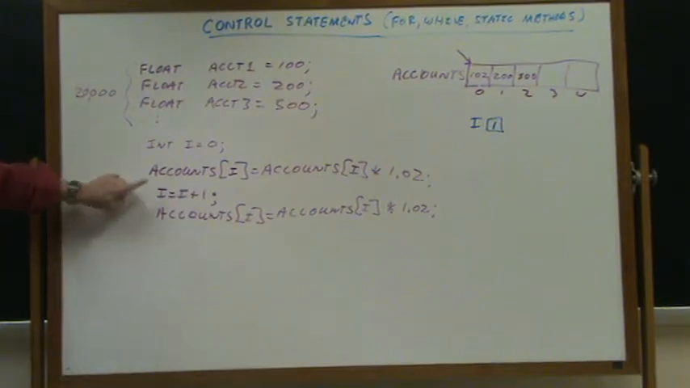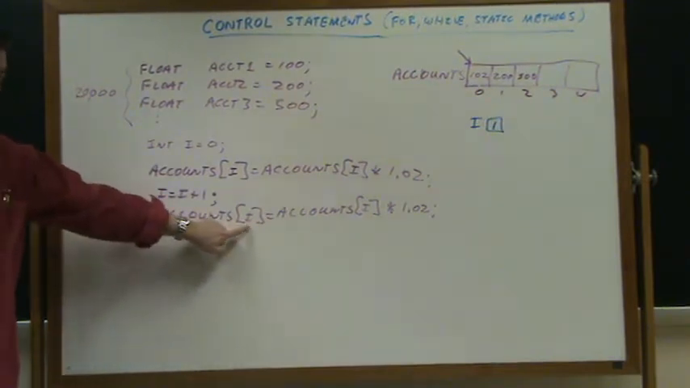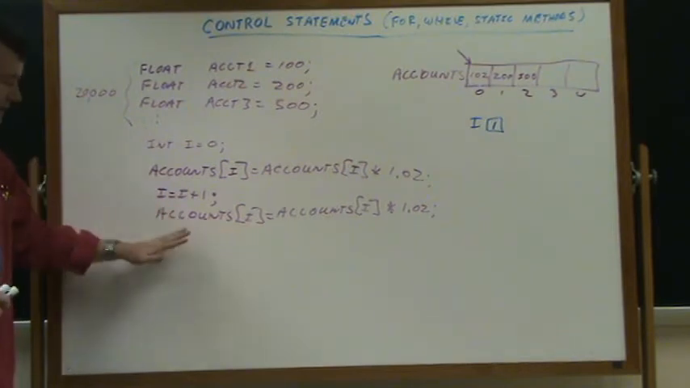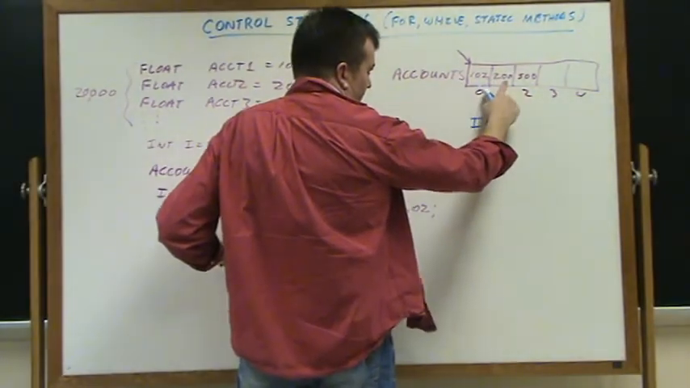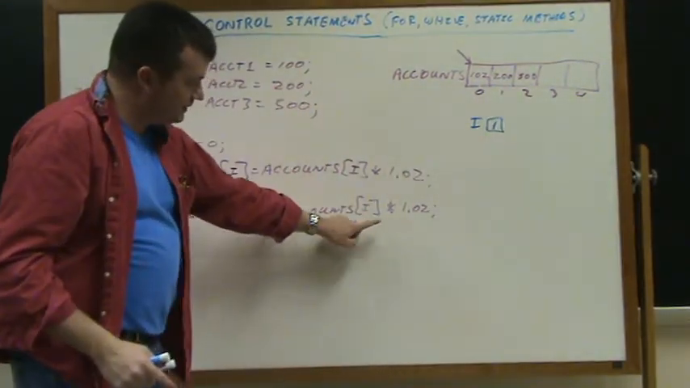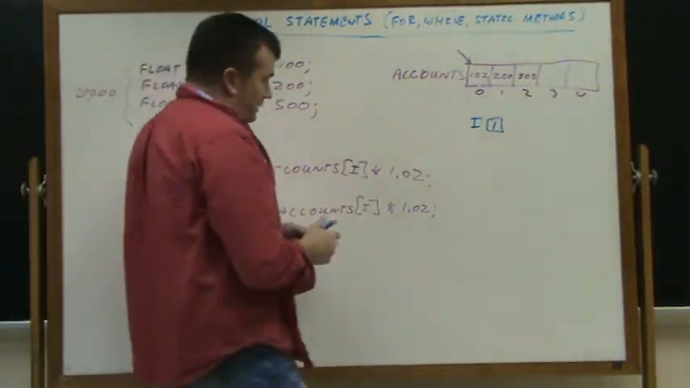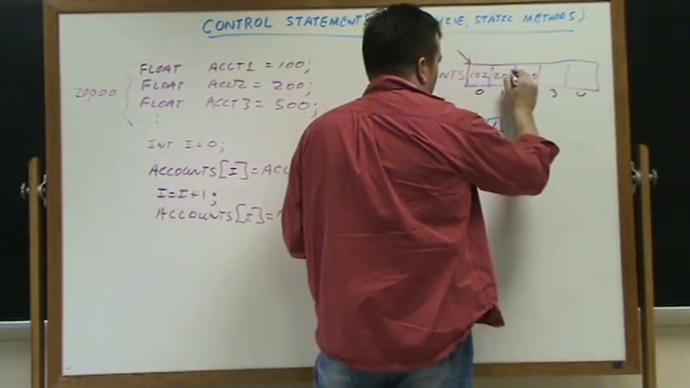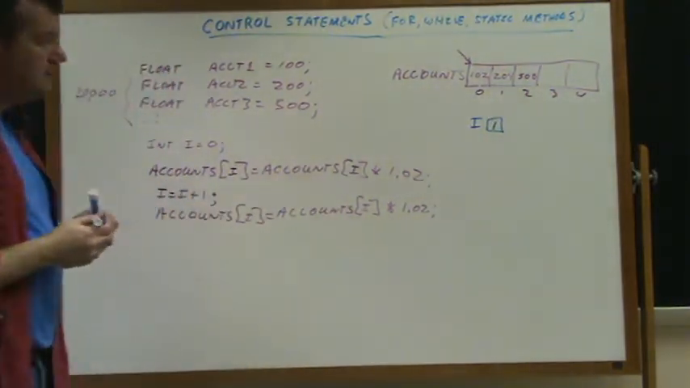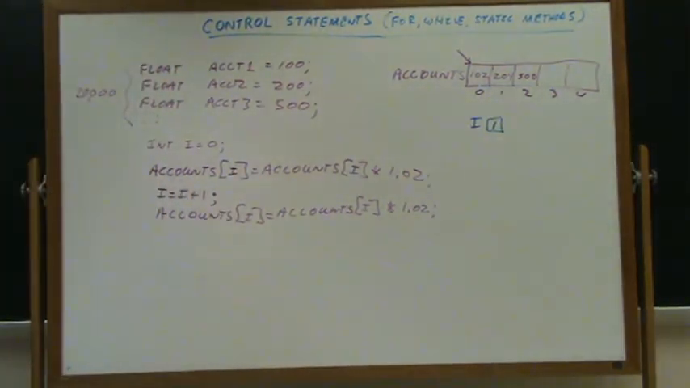Now I run this line of code, and this line of code is exactly the same, but the value of I has changed. So now accounts 1, this account, equals accounts 1 times 1.02. That would give 2% interest, so here it would be 204. It's just making the code move through the array by one spot.